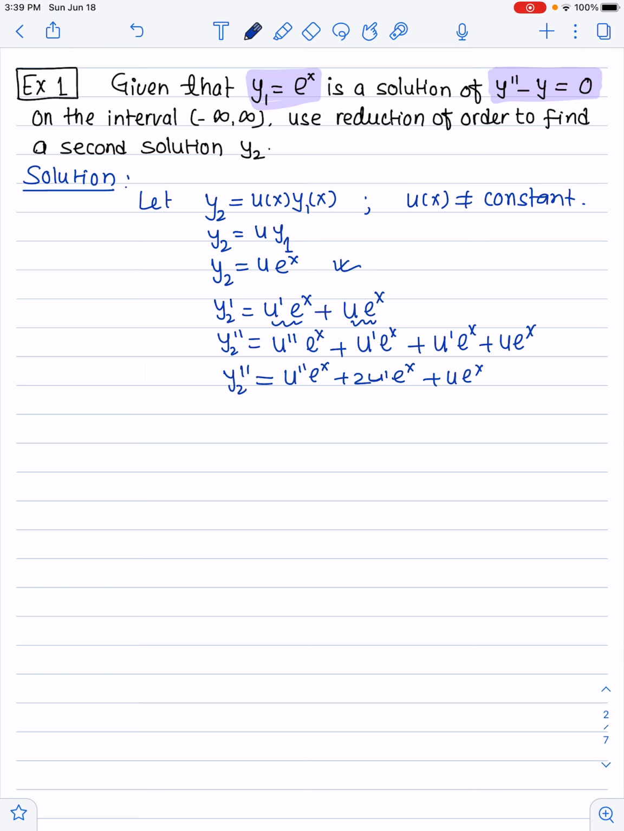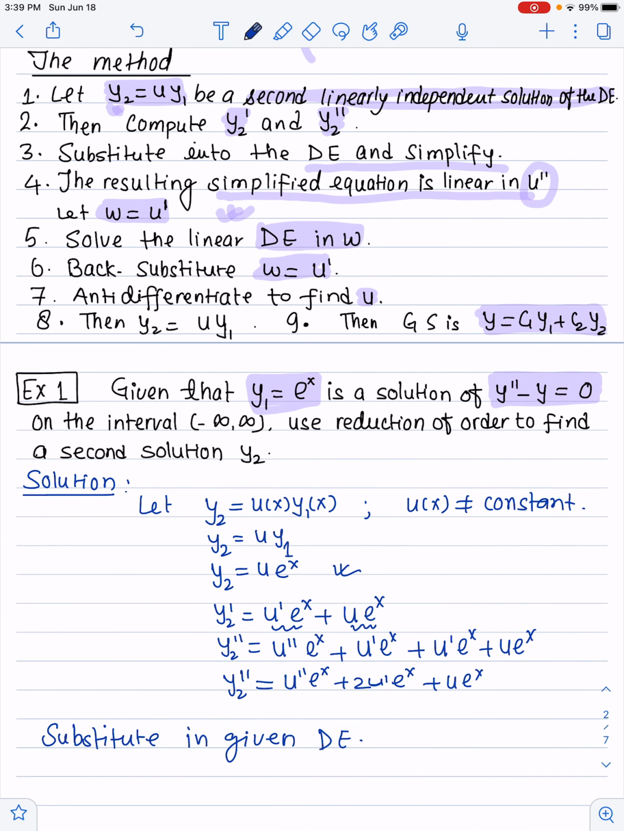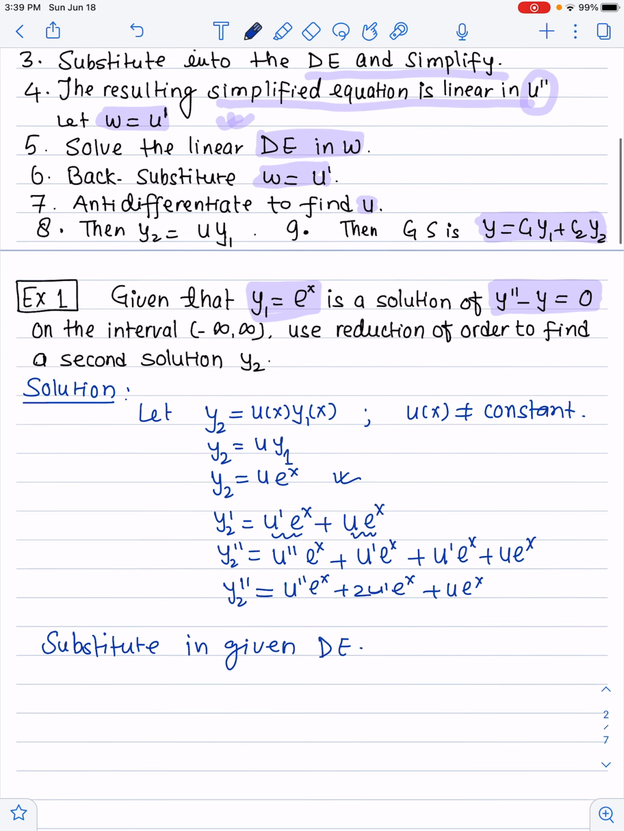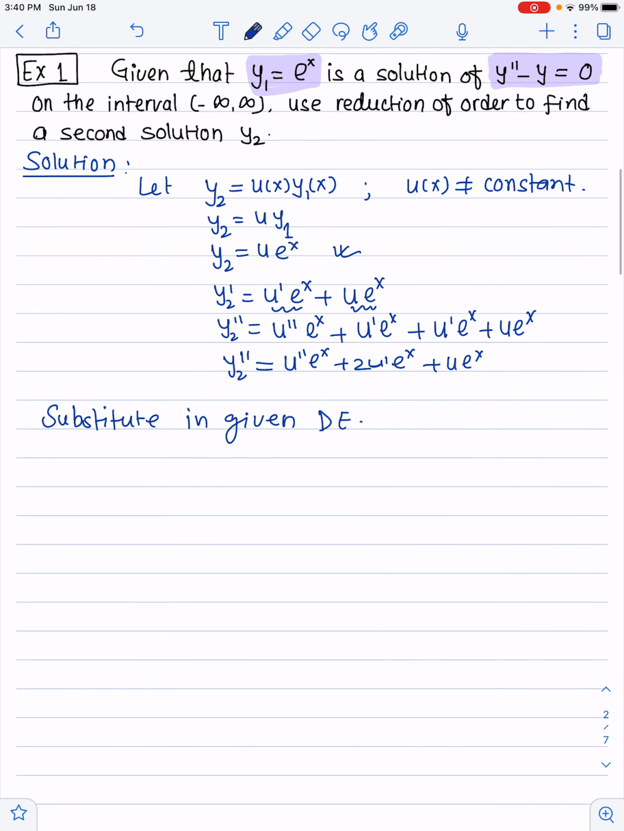So I'm going to plug these values into the given DE. So substitute in the given DE. That's the second step. Let me go up here. Third step. The first step is to assume y2 equals u times y1, then plug in the y1 values and compute y2 prime and y2 double prime, and then substitute and simplify. Okay, so I'm going to substitute it into the given DE. So y2 double prime is this value, so I'm going to plug it into the given DE here.